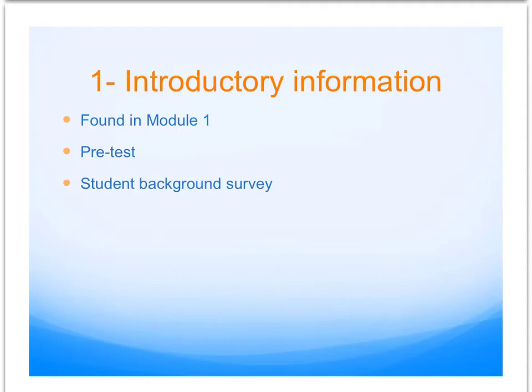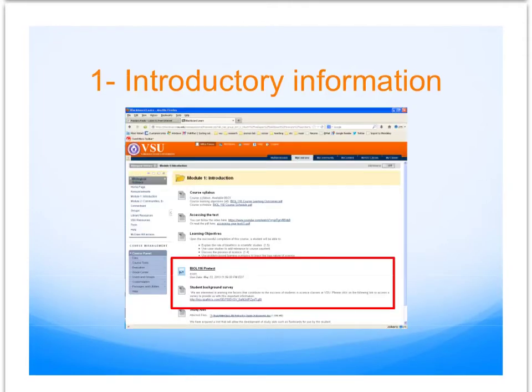So the first set of activities revolve around getting us some introductory information on you. You will find these activities under Module 1, and they are a pretest and a student background survey. If you were to click on Module 1, what you'll see is a Biology 116 pretest, which is to be completed by 11:59 p.m. on May 23rd, and a student background survey.